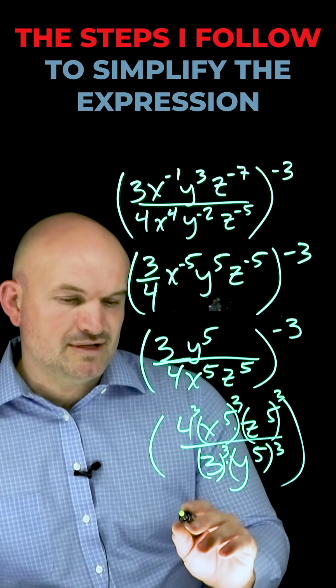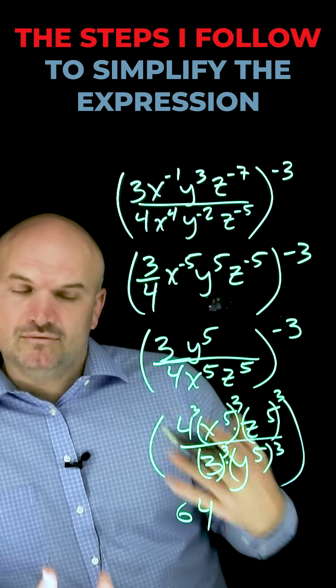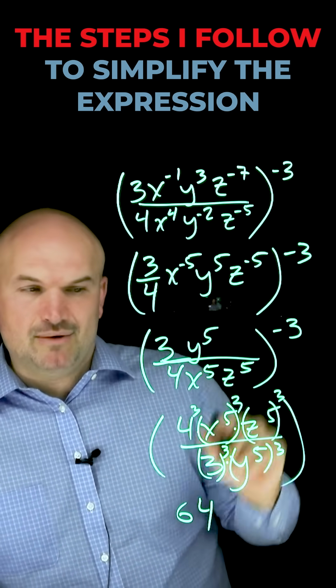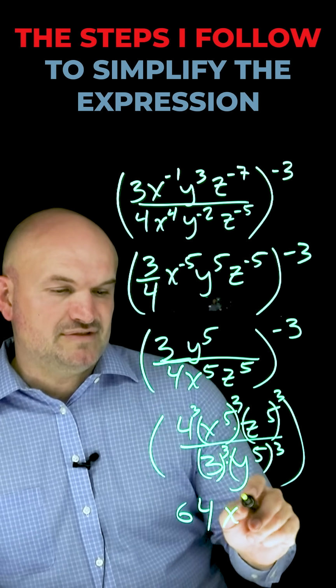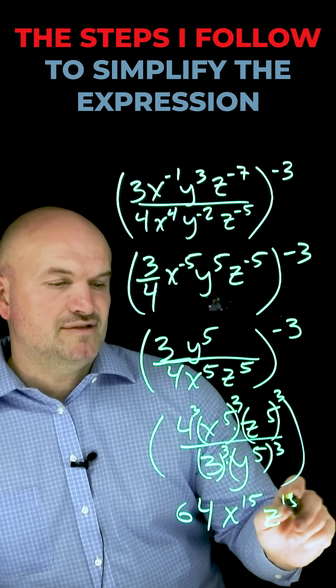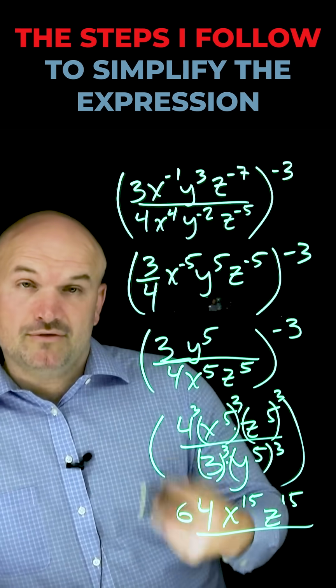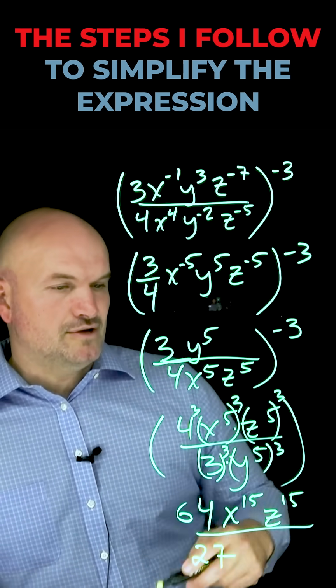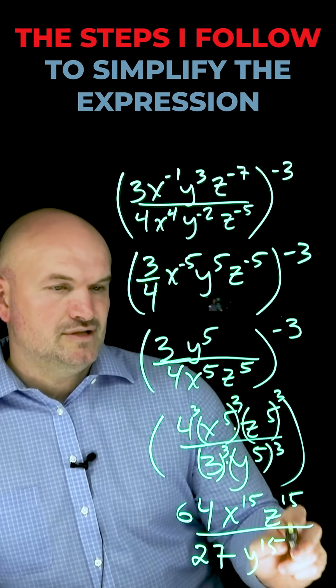4 to the 3rd power is going to be a 64. Remember, rules of exponents, x to the 5th raised to the 3rd power, you're just going to multiply the powers. 5 times 3 is going to be a 15. Z to the 5th raised to the 3rd power is going to be a z to the 15th power. 3 to the 3rd power, 3 times 3 times 3, is going to be a 27. Y to the 5th raised to the 3rd power is going to be a y to the 15th power.